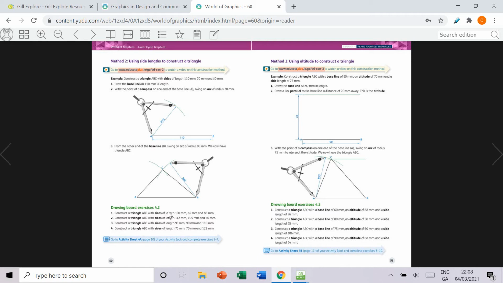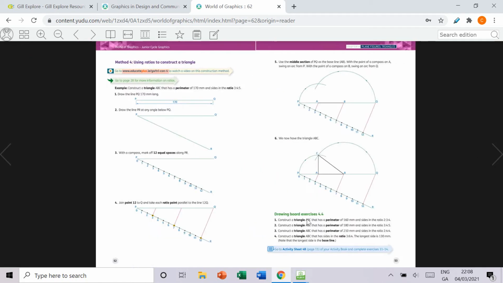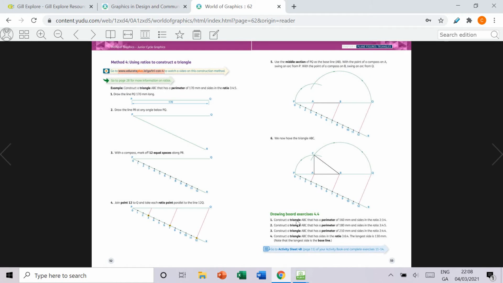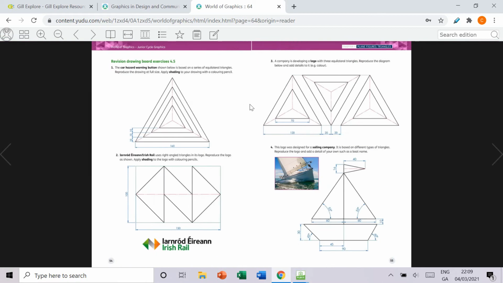So in this case we knew all the lengths of our sides. In this case we knew the base, the altitude and one of the side lengths, and we've learned all of these constructions. Okay, so again we've looked at constructing a triangle when you're given a perimeter and a ratio of the sides. So today we're going to start putting some of that into practice, and we're going to start with this one here.